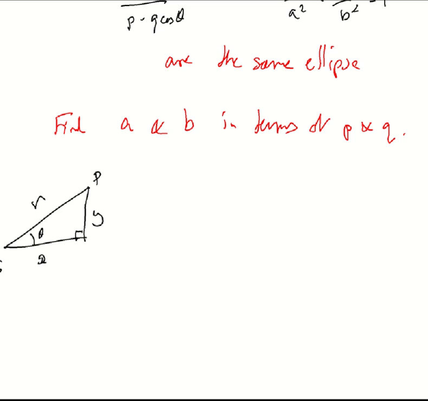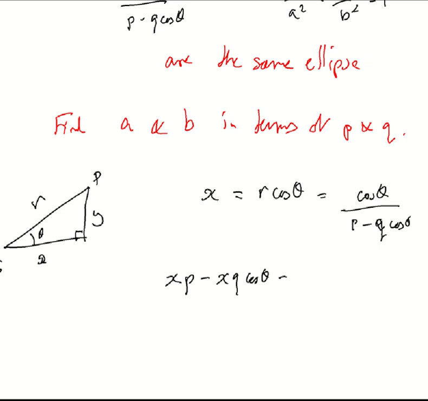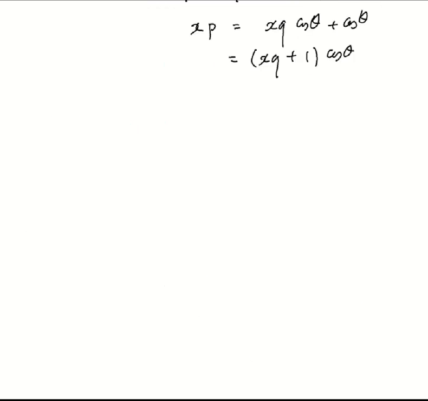So what we do is this. We say, first of all, x is simple trigonometry, x equals r cos theta. So that's the same thing as saying x equals r cos theta, where r is p over (1 plus q cos theta). So do a little bit of work: xp minus xq cos theta equals cos theta. I'm clearing the denominator here. Move things over to one side: xp is equal to xq cos theta plus cos theta. So we can say that's simply (xq plus 1) times cos theta. And now we have cos theta in terms of x, p, and q.